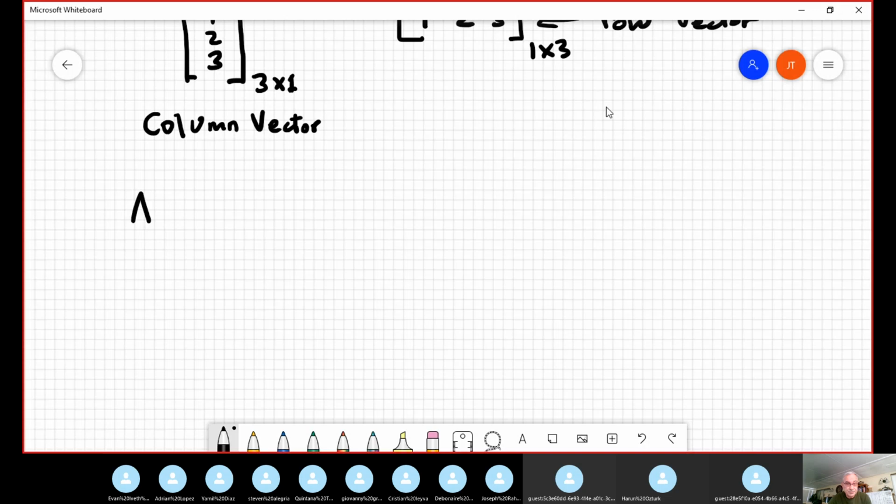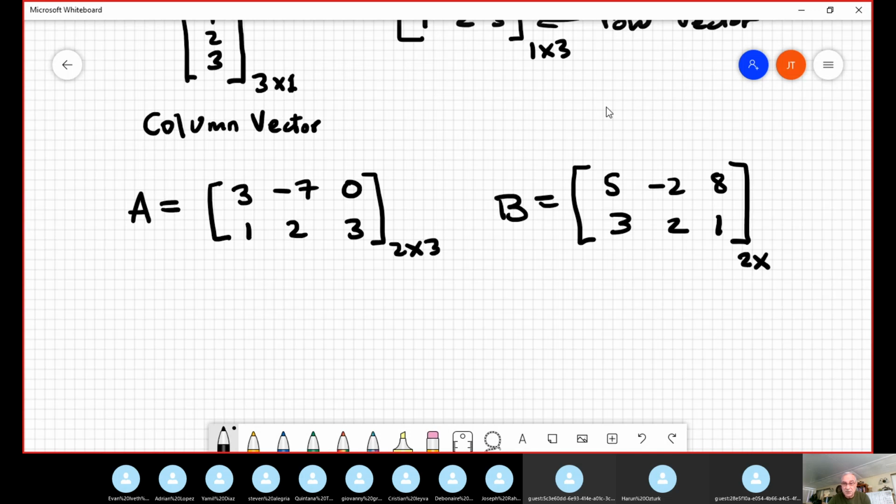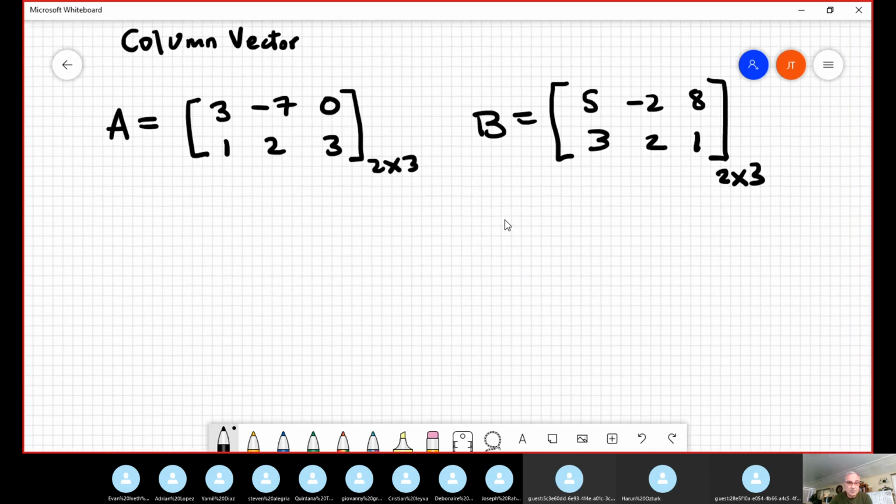Suppose the matrix A is just an example: 3, -7, 0, 1, 2, 3. By the way, the dimension of the matrix is 2 by 3, 2 rows, 3 columns. And the matrix B is given by -2, 8, 3, 2. Okay, it's exactly the same, 2 by 3. I want to perform the operation A plus B.